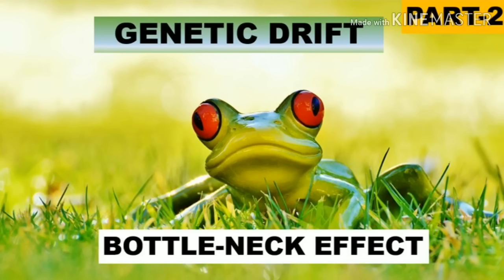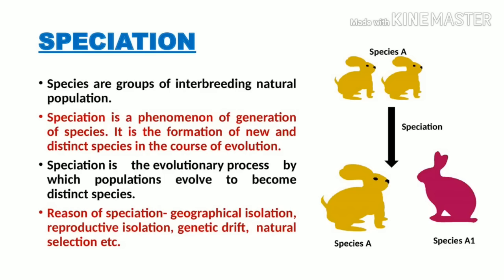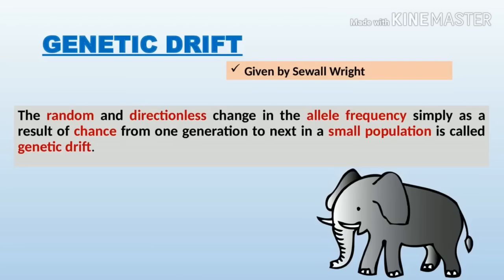This is part 2 of genetic drift, in which we are going to discuss the bottleneck effect. In the previous video we saw what speciation is, that is, the formation of a new and distinctive species from the original species. We saw that there are many factors behind this speciation, and one of the factors was genetic drift. After that we saw the actual definition of genetic drift: it is a random and directionless change in the allele frequency, simply as a result of chance, from one generation to the next in a small population. This is what is called genetic drift.